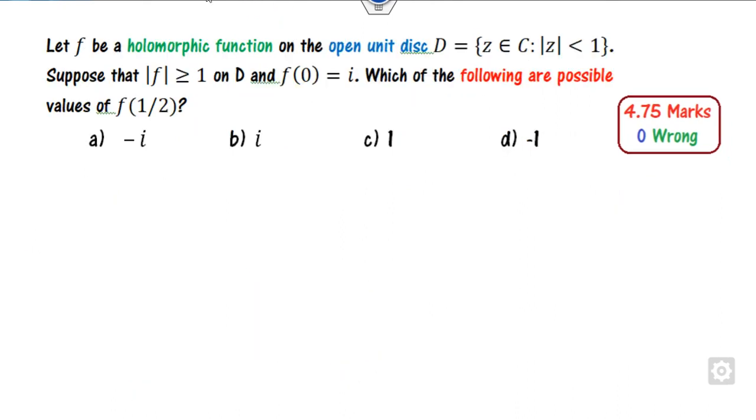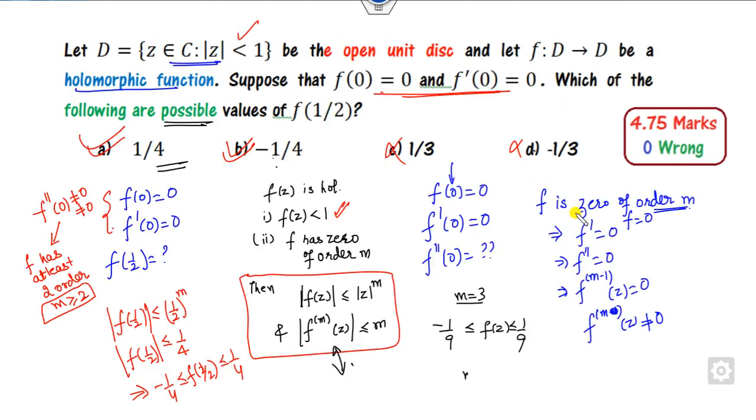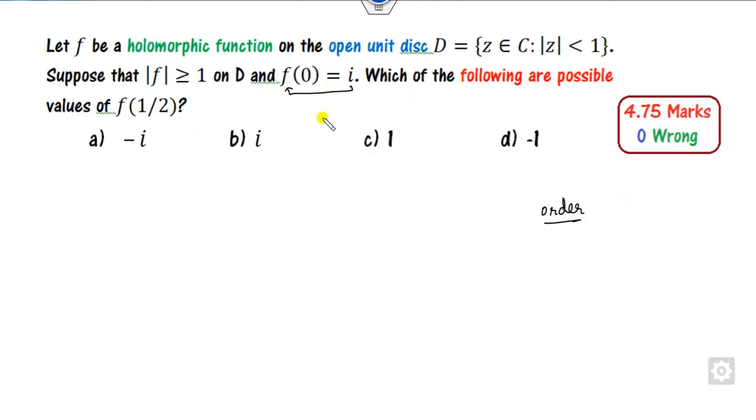Look at another one. So what is given to you? Function |f(z)| is greater than or equal to 1. F of 0 is given to you as iota. So what is the value of the f of half? In this case, you can see there is no question about the order m, while in the previous one they are asking about the derivative also. So that's why there is a concept of the zeros of the order. But here there is no derivative.